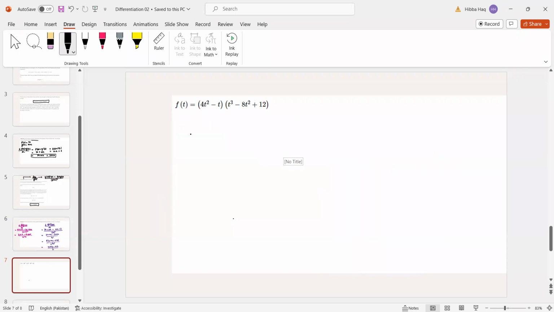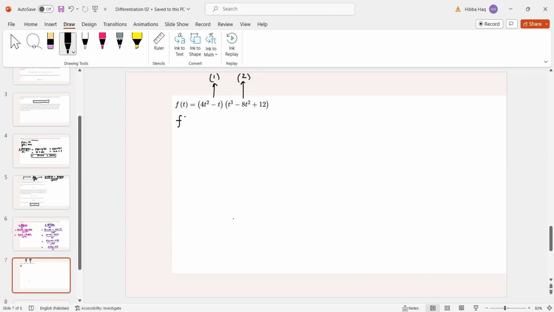So if you have a question like this and they ask you to differentiate it, you have to differentiate both of these expressions, right? This is going to be our first expression, and this is going to be our second expression. So to do this, you have two options. Either you multiply this throughout and you make a linear expression and then differentiate it through simple differentiation. However, what we're going to do here is apply the product rule. We're going to take this as our first function, this as our second function.